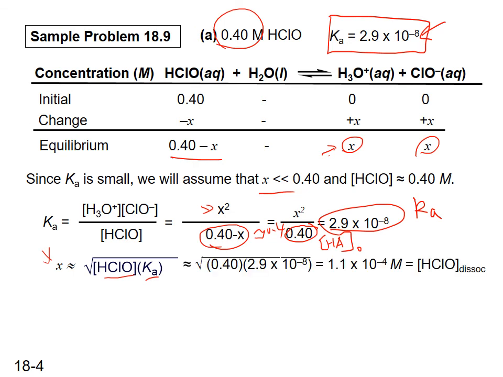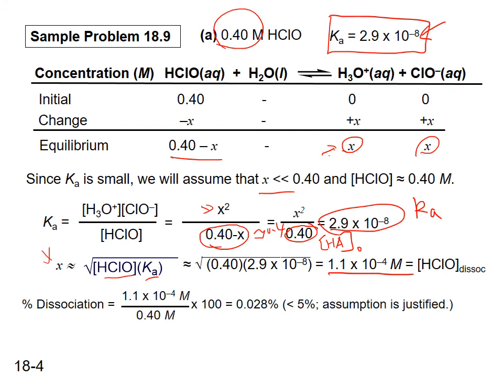Okay, plug in the data. That gives you how much acid dissociated. Finally, we can calculate the percent dissociation by the dissociated acid divided by initial concentration, which gives you 0.028%. Now this also justifies our assumption that X is so small we can omit X from this equation, which may lead to an error of only 0.028%, much smaller than 5%. So the assumption is justified.